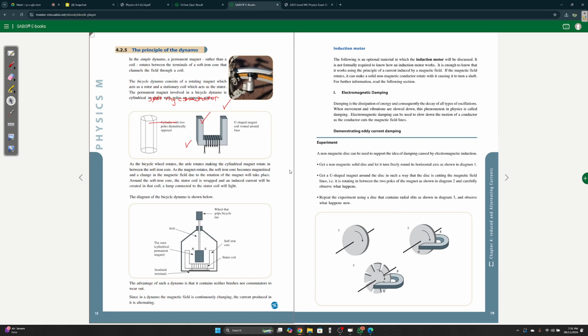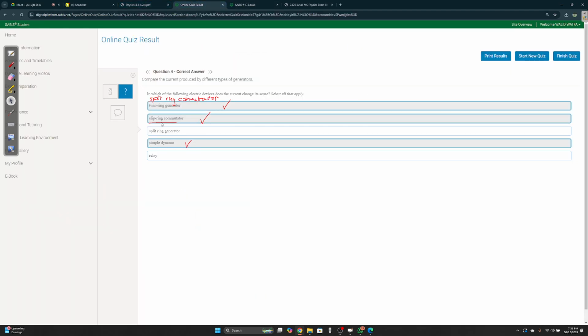This is a dynamo. I'm not going to explain it to you in detail because that's for next week, but just know that the dynamo also changes its direction. Because until you have the bicycle, it just keeps changing direction, just keeps moving. Okay, just know it. Split ring generator.